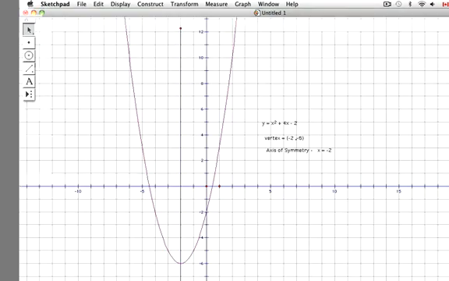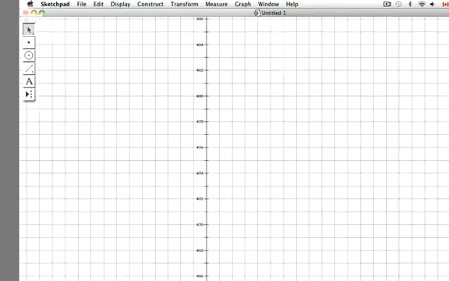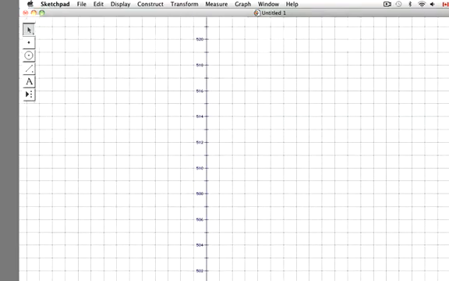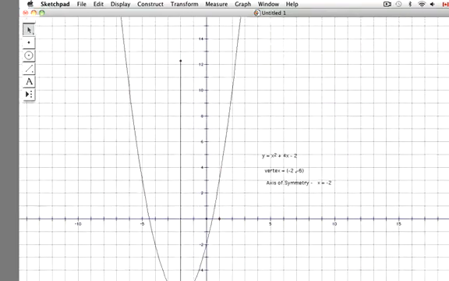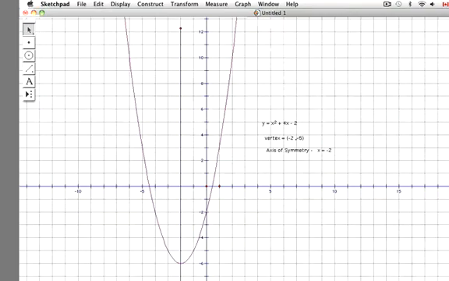There is no maximum value for this parabola. That's because these lines will continue on forever. We could scroll up forever and ever and ever, and we would never reach the top. However, there is a minimum value.